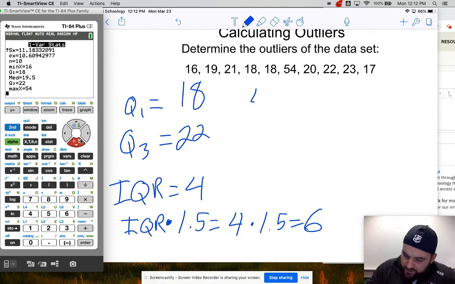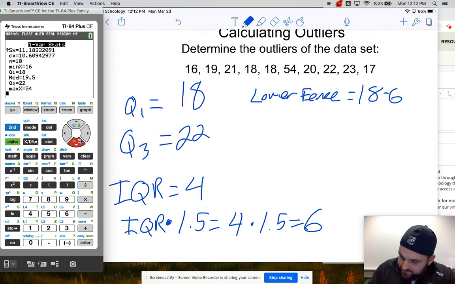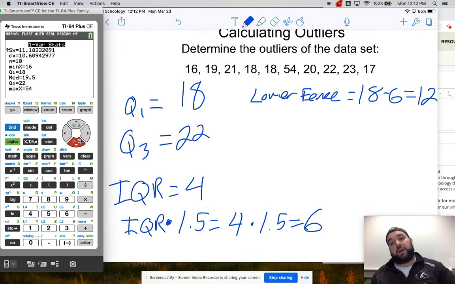Okay, so my lower fence is going to be Q1, which is 18. I'm going to subtract 6. 18 minus 6 is 12. What that means is anything lower than 12 is considered an outlier. So do we have an outlier? Well, there's nothing lower than 12 in this list, so there is no outlier yet.